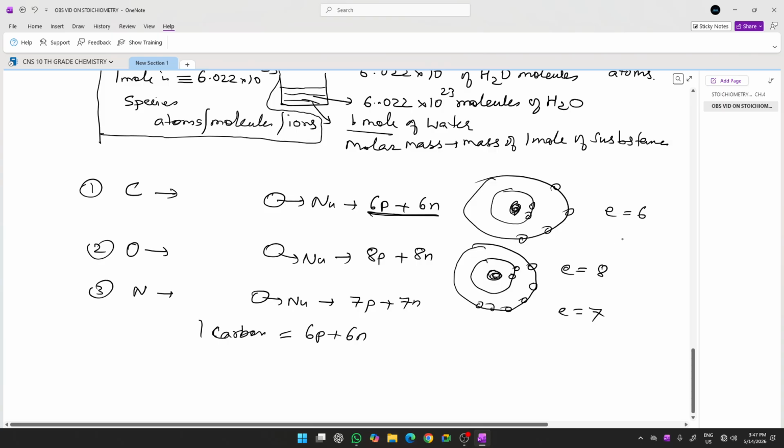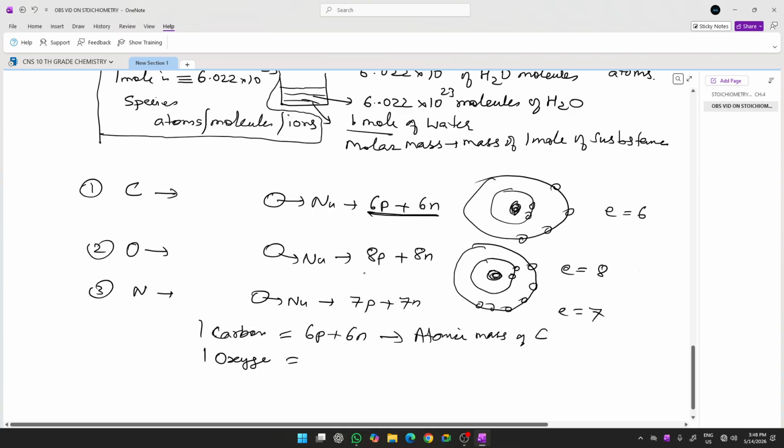Why not electrons? Because electrons are very, very small in mass compared to protons and neutrons. Okay, so it is negligible. You can neglect it. You don't consider it. So electron is not considered for mass. Mass is totally the protons and the neutrons only. So one carbon means the mass of 6 protons and 6 neutrons. This is known as the atomic mass of carbon, right?